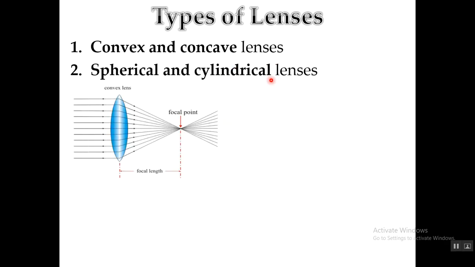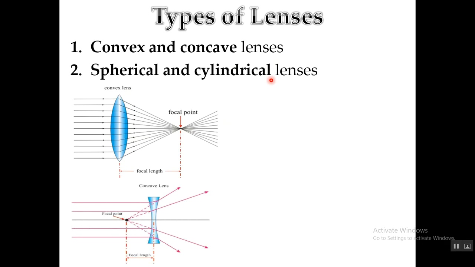What's meant by convex or concave? Look at this diagram. The convex lens means the lens which converges light to a point called the focal point. The distance between the focal point and the nodal point is called focal length. So the convex lenses are plus or positive lenses.